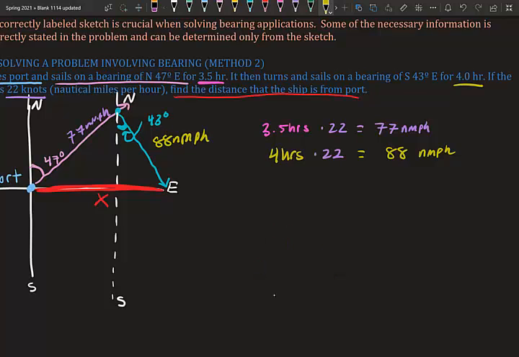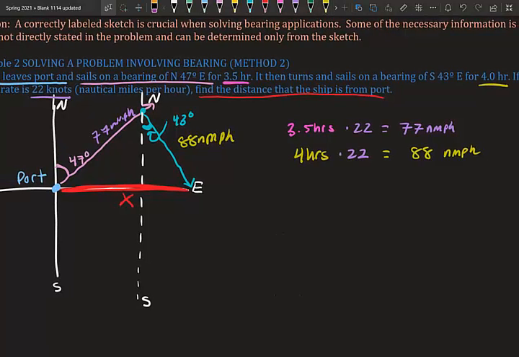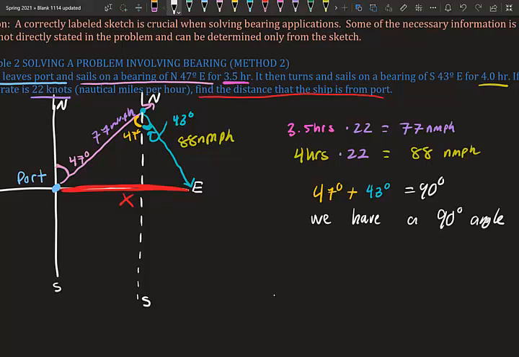We filled out almost everything. There's a few things that we can still fill out. If this is 47 degrees, that means right here is 47 degrees, alternate interior angles. So if this is 47 degrees and this is 43 degrees, we are working with a 90-degree angle. So we have a 90-degree angle. That means the rules of SOHCAHTOA and the Pythagorean identities apply here.